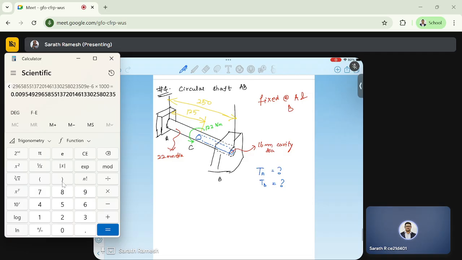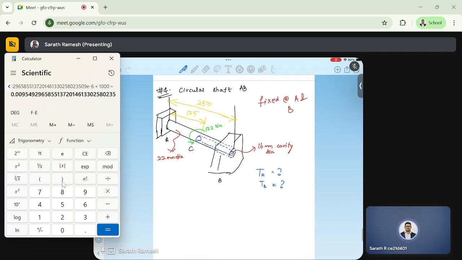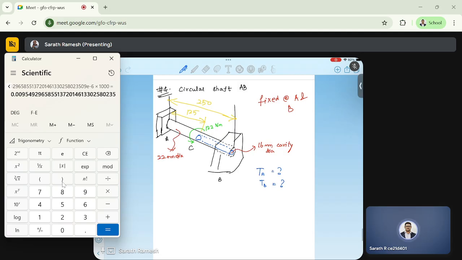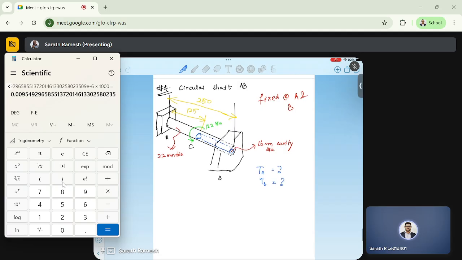Now we need to solve. This is an indeterminate problem, meaning both ends are fixed. So we need a compatibility condition also to solve, not just the equilibrium condition. Now let's write. Maybe we will draw the free body.